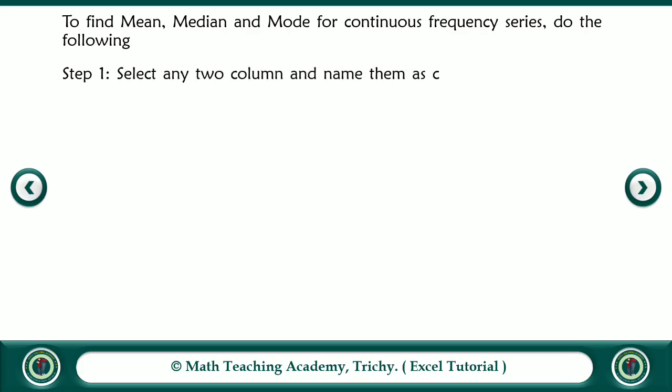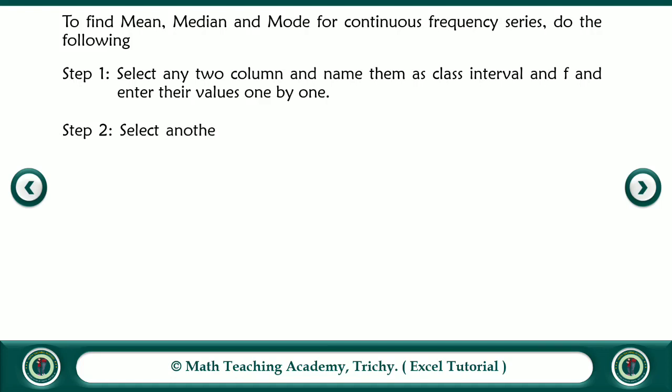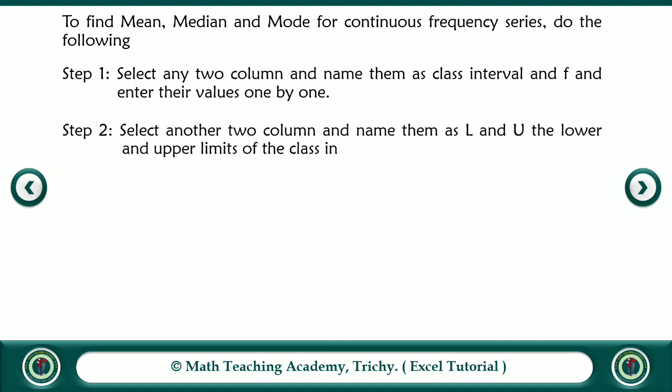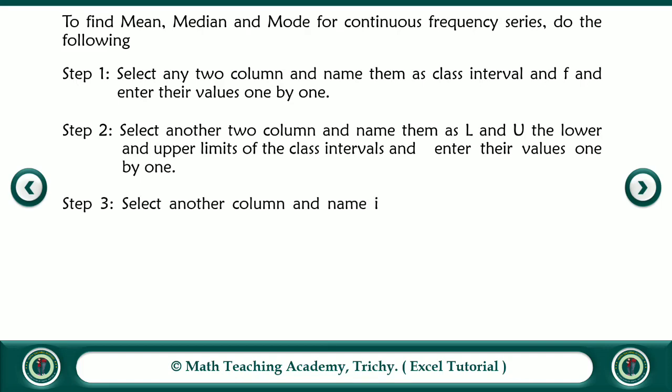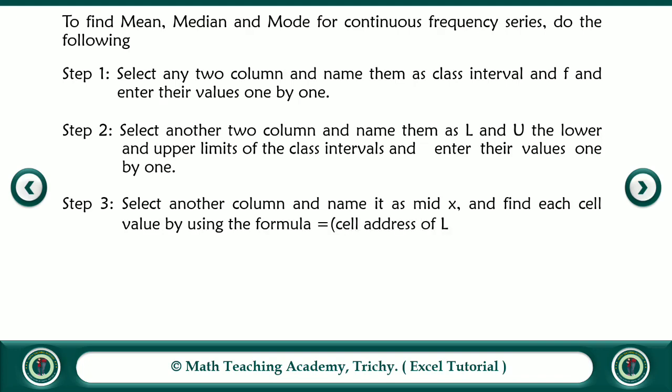Step 1. Select any two columns and name them as class interval and frequency and enter their values one by one. Step 2. Select another two columns and name them as L and U, the lower limit and upper limit of the class intervals, and enter their values one by one. Step 3. Select another column and name it as midx and find each cell value by using the formula cell address of L plus cell address of U divided by 2.